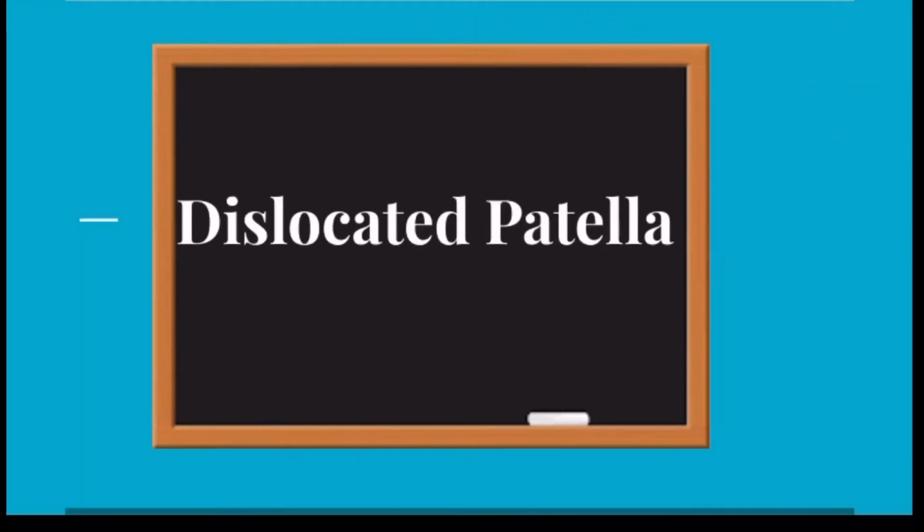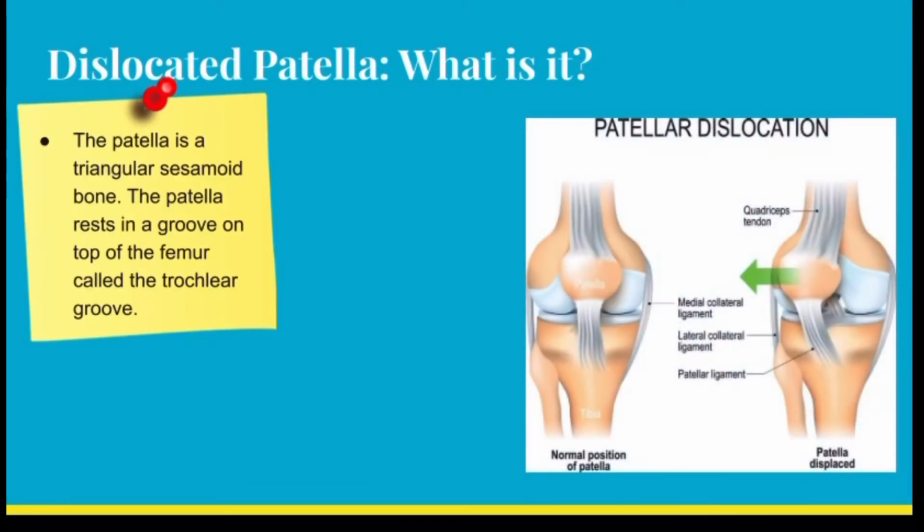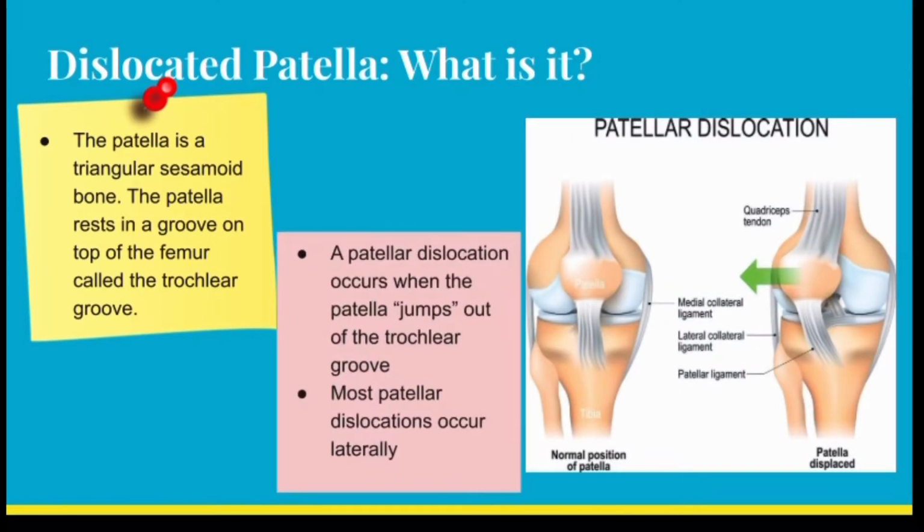Let's get started. So what is a dislocated patella? Well, the patella is a triangular sesamoid bone. The patella rests in a groove on top of the femur called the trochlear groove. A patellar dislocation occurs when the patella jumps out of the trochlear groove so that the patella is completely displaced from its normal position. Patellar dislocations occur quite frequently, especially for young athletes. Most of the time, these dislocations occur laterally.